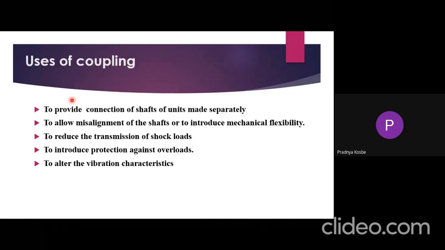So, as we have already seen, what is the use of a coupling? To connect the driving shaft to driven shaft for transmitting the power. So, it provides connection of a shaft units which are made separately. Also, they allow misalignment of the shafts or to introduce mechanical flexibility. They also reduce transmission shocks, give protection against overloads, and alter the vibration characteristics.